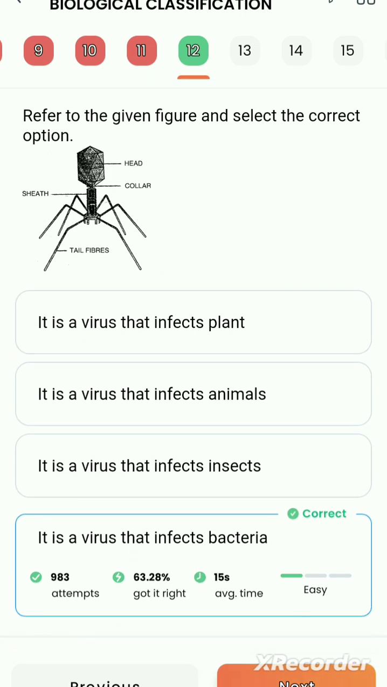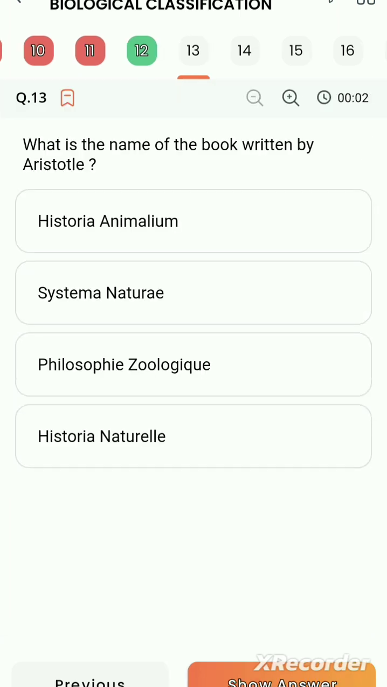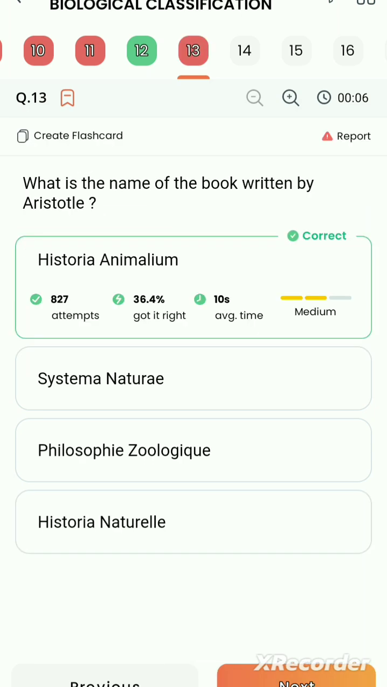Right? Next one, question 13. What is the name of the book written by Aristotle? Just now we have seen it. Aristotle wrote the book Historia Animalium.